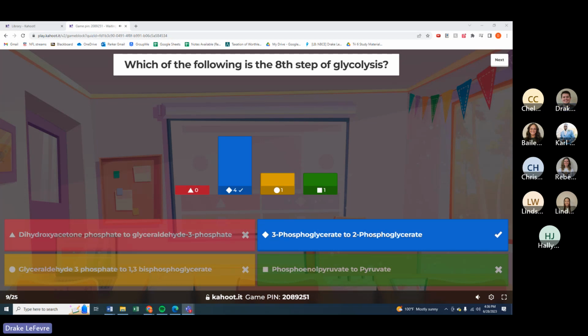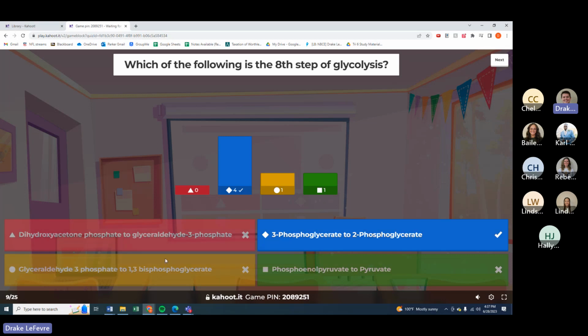Nice. Very good. It's great if we have each step memorized. But let's say it asks about the 4th step or the 5th step and we really don't have any idea. What we want to think of are the big picture ideas of glycolysis. If we know the beginning, we know the end, right? We know there are 10 steps to glycolysis, and pyruvate is the very last step. So phosphoenolpyruvate to pyruvate has to be our 10th step, so it can't be our 8th.